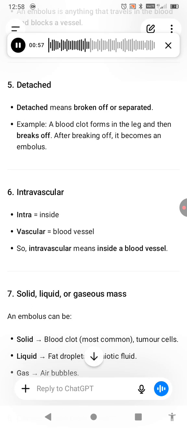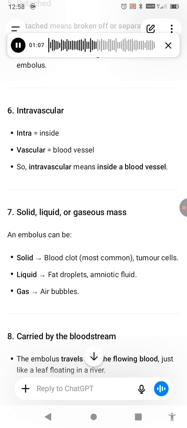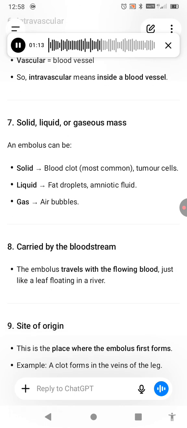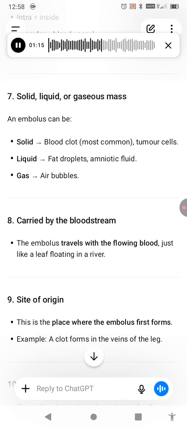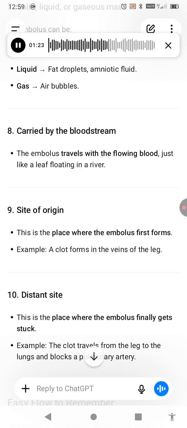5. Detached. Detached means broken off or separated. Example: a blood clot forms in the leg and then breaks off. After breaking off, it becomes an embolus. 6. Intravascular. Intra means inside. Vascular is blood vessel, so intravascular means inside a blood vessel. 7. Solid, liquid, or gaseous mass. An embolus can be solid: blood clot, most common, tumour cells; liquid: fat droplets, amniotic fluid; gas: air bubbles.